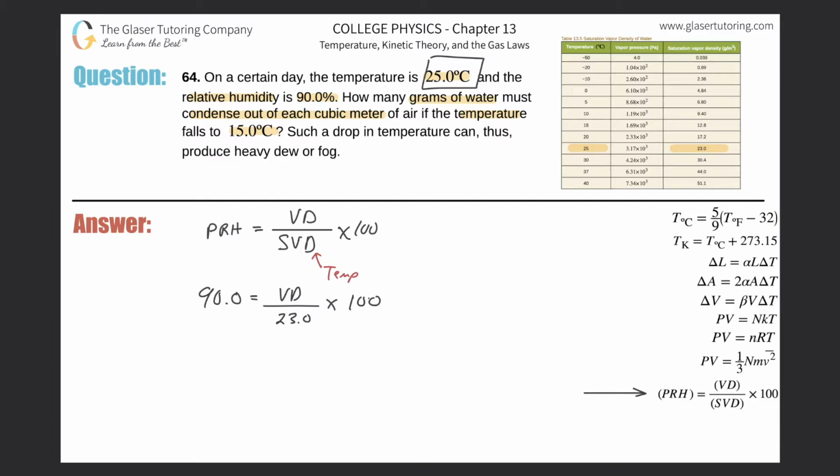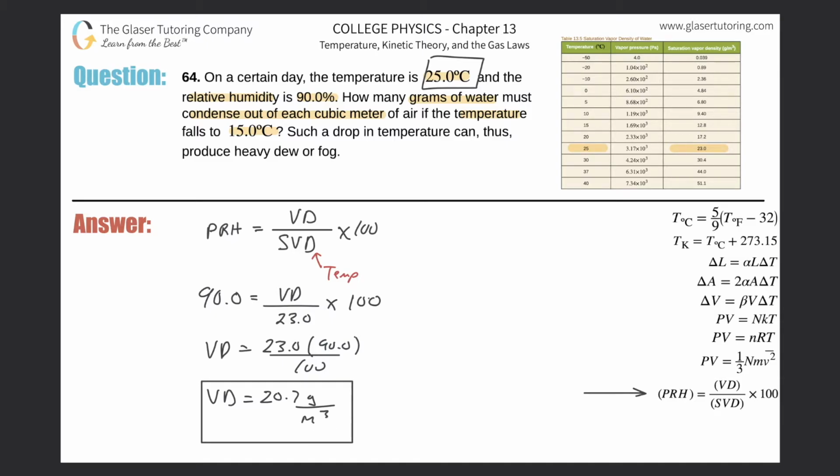So multiplied by 100. Now we would simply solve this by doing cross multiplication here. So it would be 23.0 times the 90, all divided by the 100. And we can find out the vapor density. All right, so let's see. We get 23 times 90, all divided by 100. So 20.7, so 20.7 gram per cubic meter. All right, what does this mean?